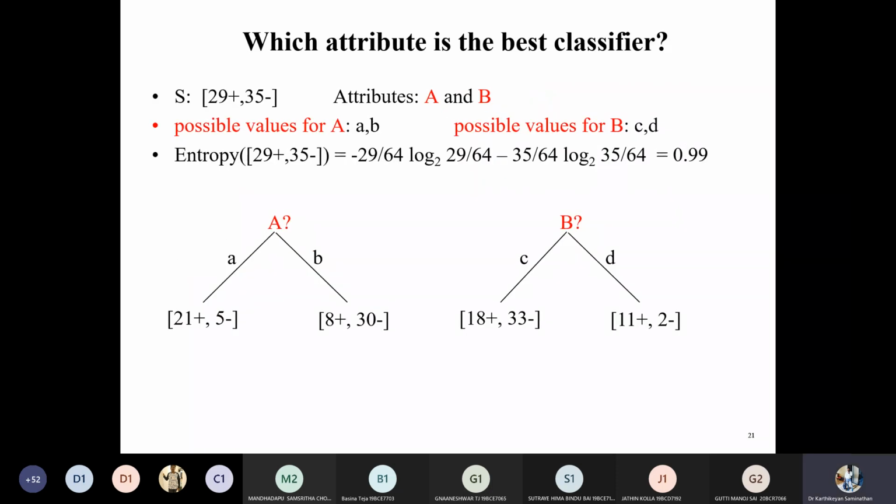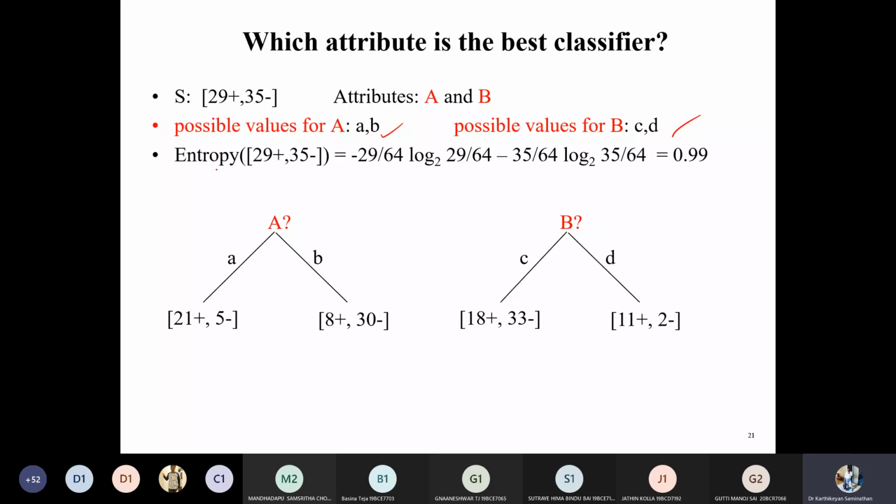Now we will go to the problem. The first problem is 29 plus, 35 minus. Consider attributes A and B. The possible values for A are small a and small b, and here for B they are C and D.